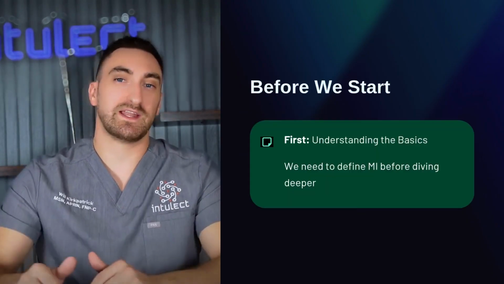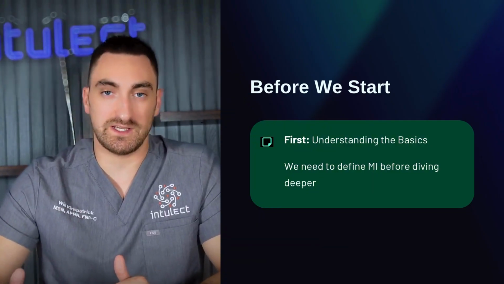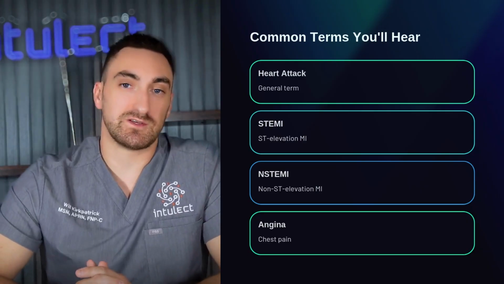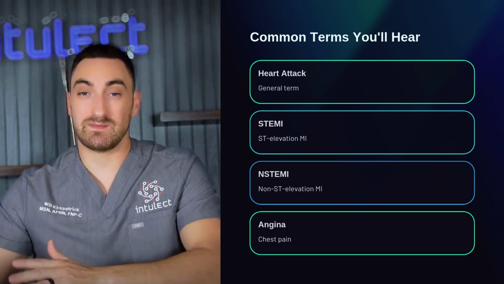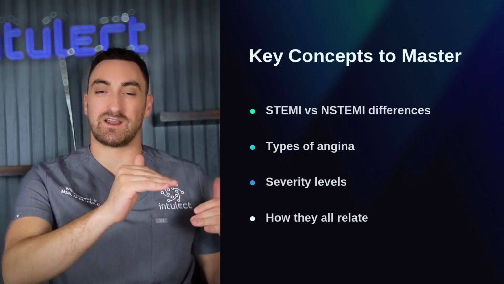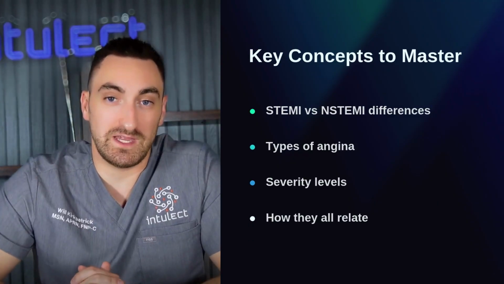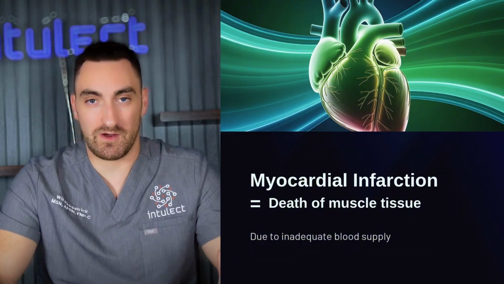So before we dive right into pathophysiology, let's just simply define what a myocardial infarction is. Now, of course, the general term could be called a heart attack, but there's also things such as understanding STEMI versus NSTEMI. What are those? And what are the different types of angina as well, because that can also help you understand how severe a myocardial infarction can be. So first starting off, very simply, what is a myocardial infarction?